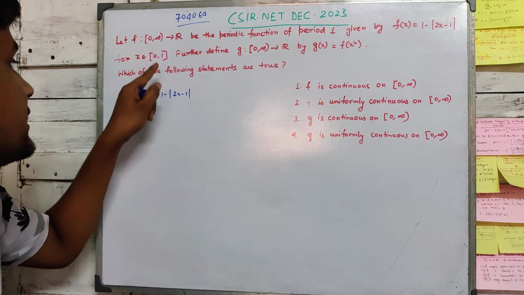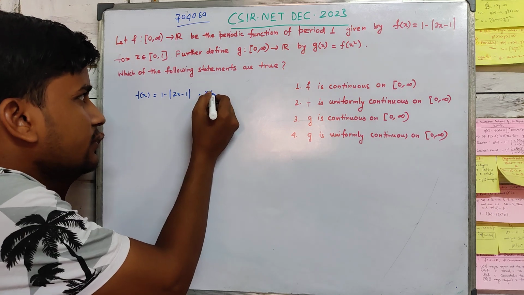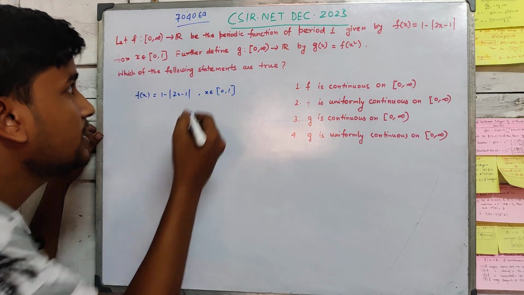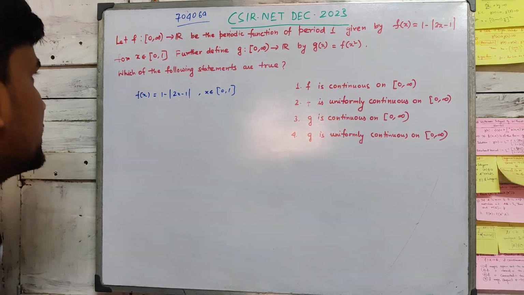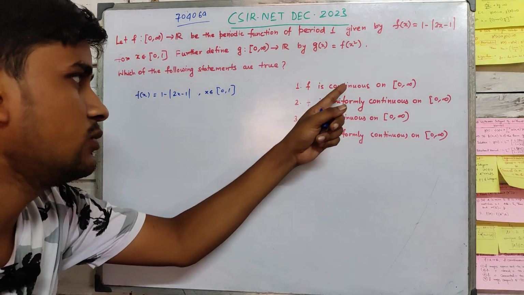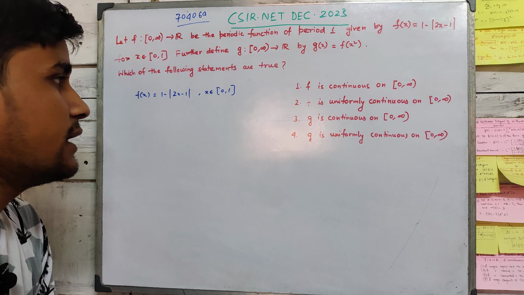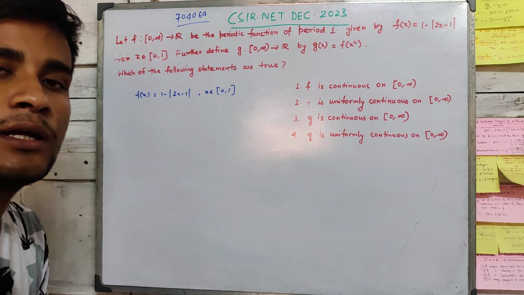Okay, for x belongs to [0, 1], define g from the open interval (0, infinity) to R by g(x) is equal to f of x square. Then which of the following options are true? f is continuous and uniformly continuous, g is uniformly continuous and continuous.